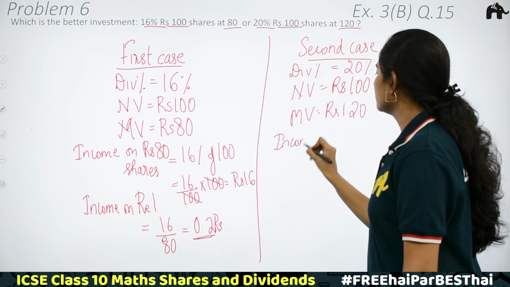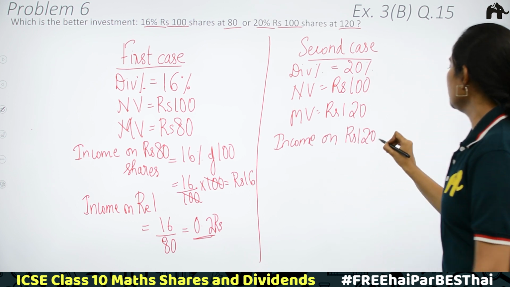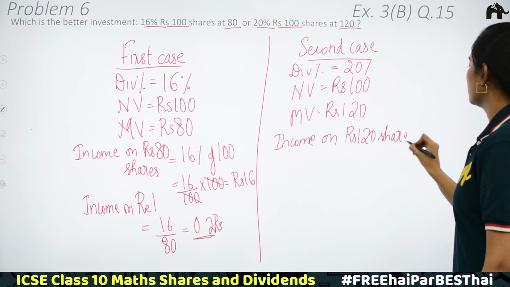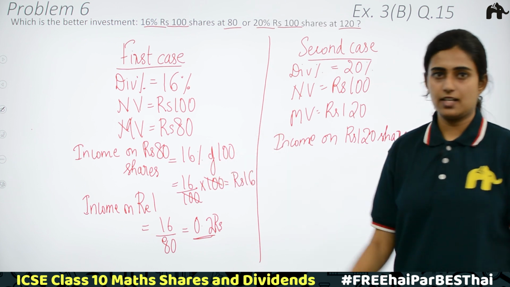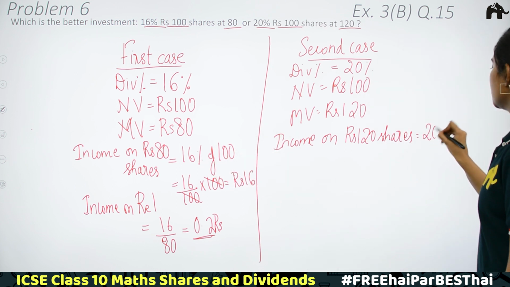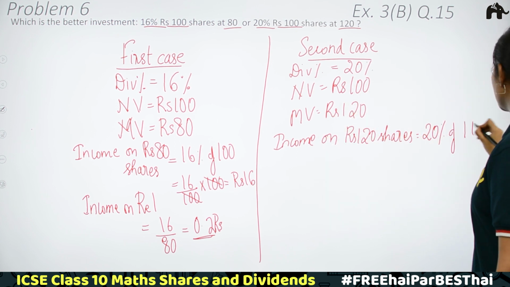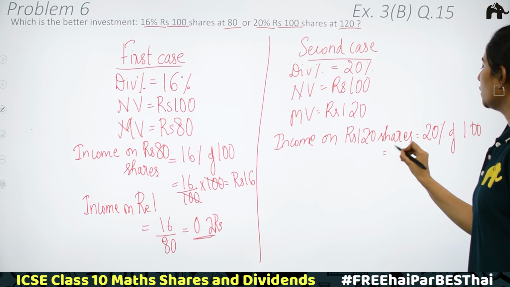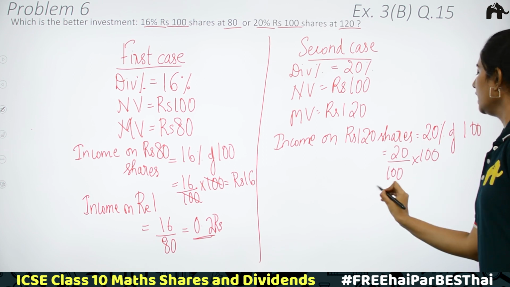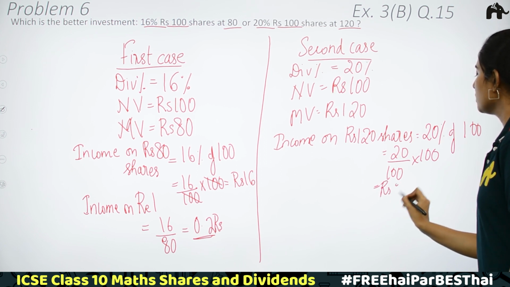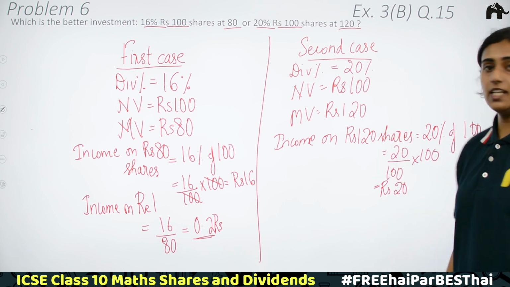Income on rupees 120 shares. Same procedures. Here you will be having 20% dividend percentage of nominal value 100. That is 20 by 100 into 100 equal to rupees 20. This is for 120, rupees 120 shares.